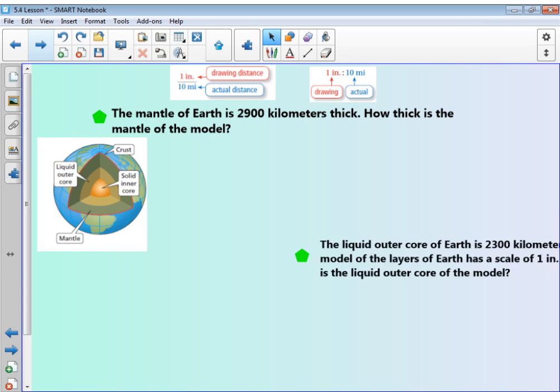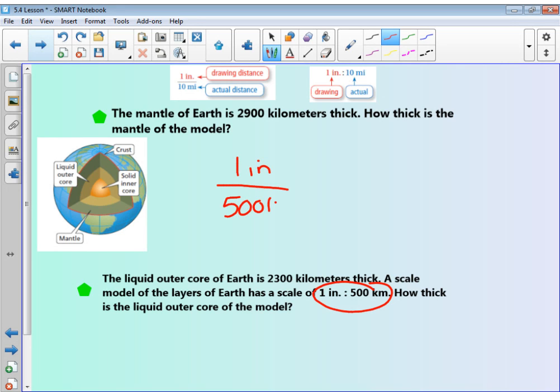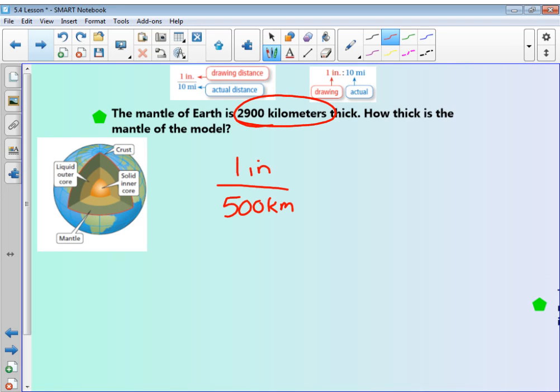So I need to pull this back out to get our original scale model. Our original scale was right here: 1 inch is the same as 500 kilometers in real life. So you're going to go ahead and set up your ratio using your third bit of information, and then find out how thick that needs to be on the model.